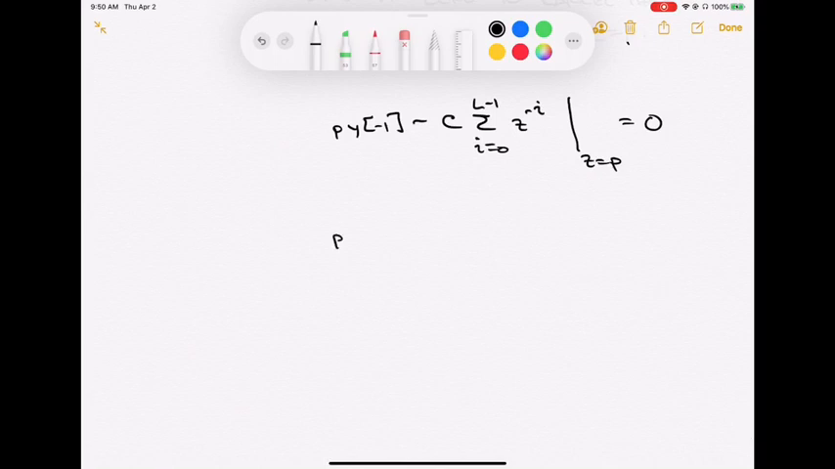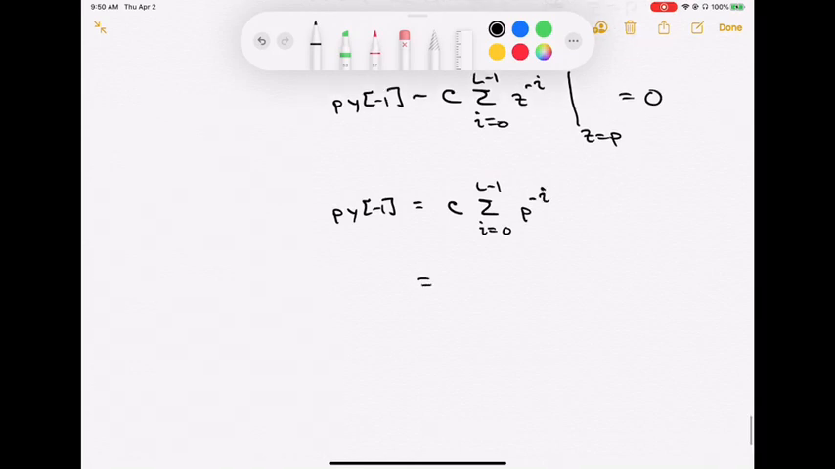So let's see what happens in that case. I end up with an expression like this, p y of minus 1. I'm going to bring that c sum term to the other side. So this whole thing is going to be equal to c summation i equaling 0 to L minus 1, and z was just put in as p, so I'm going to have a p to the minus i. That sum on the right-hand side looks like a geometric sum, where the ratio is going to be p to the minus 1.